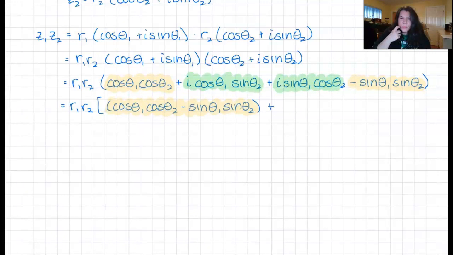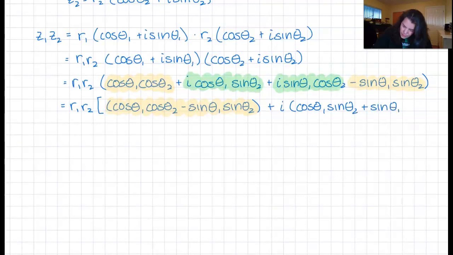And then when I look at the green part, they both have an i in them, so I'm actually going to factor out the i, and then I'll have cosine theta 1 sine theta 2 plus sine theta 1 cosine theta 2. So this all comes from the green part in the previous line. Hopefully it's starting to look familiar. Their identities.